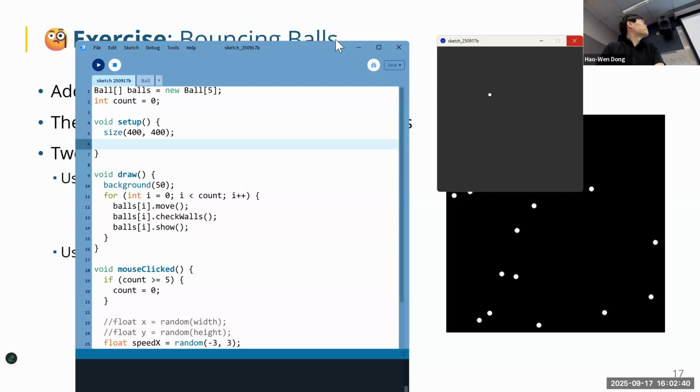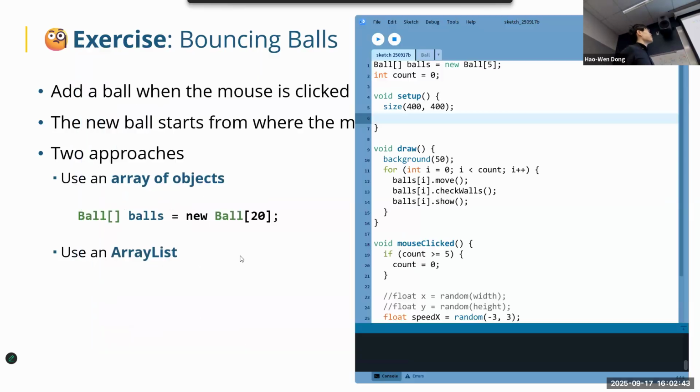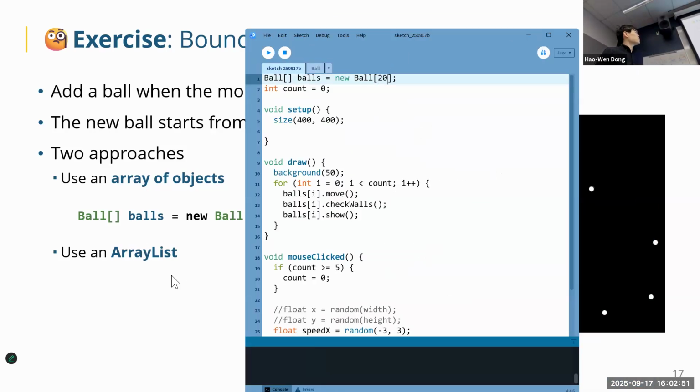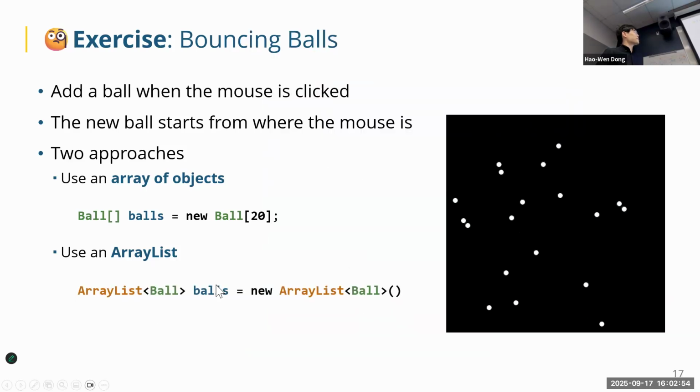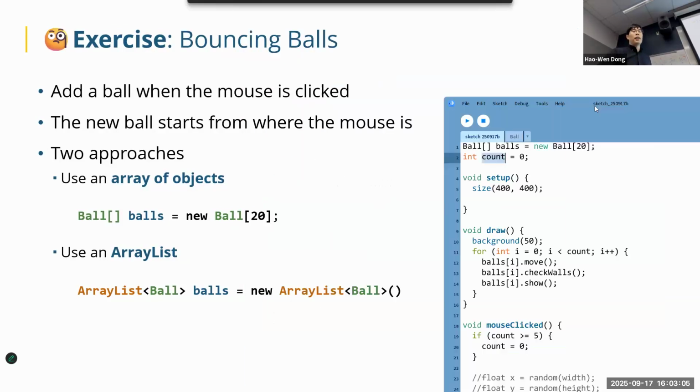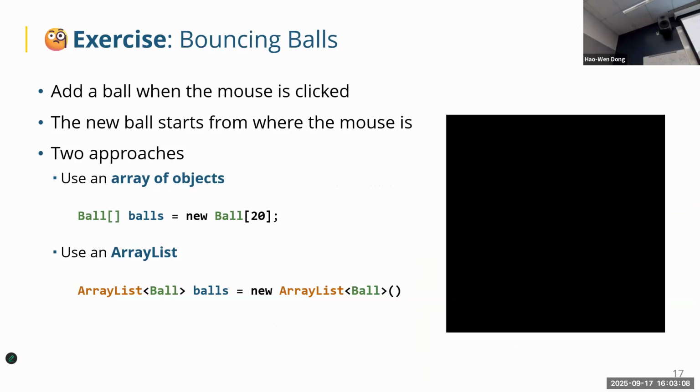Good. Now, next challenge: how can we use the list so that we can go beyond just 20 balls? So this is the syntax for doing ArrayList. Think about how you would do it. Now, you don't need to keep track of the count, but you will add a new ball to this list whenever you click the mouse. So this is the syntax, how you start that list. ArrayList of Ball.